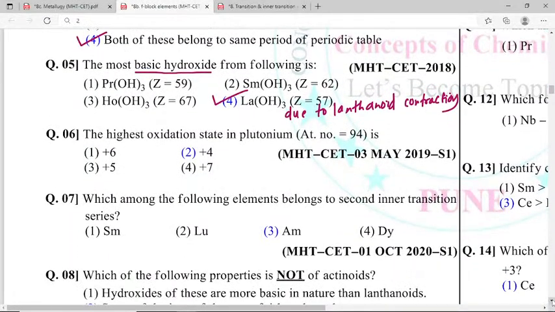The highest oxidation state in plutonium. So plutonium shows highest oxidation state plus 4, plus 6. Uranium as plus 6.